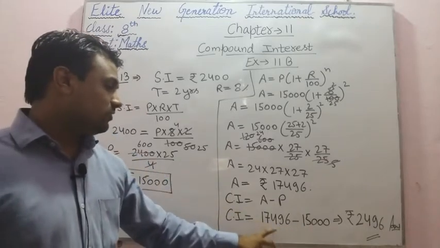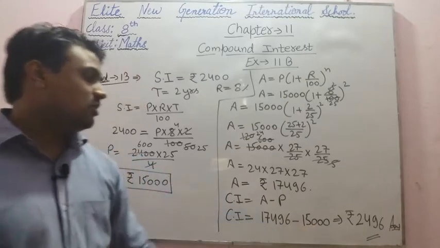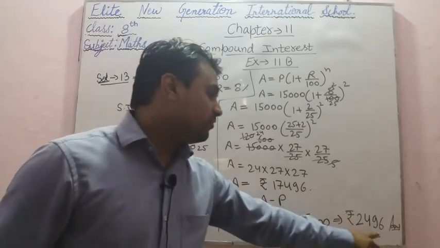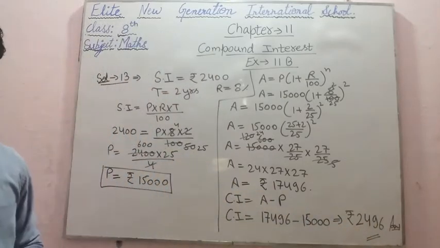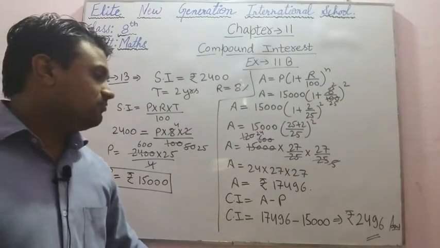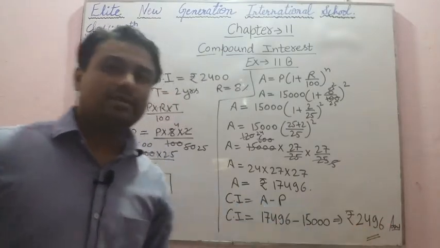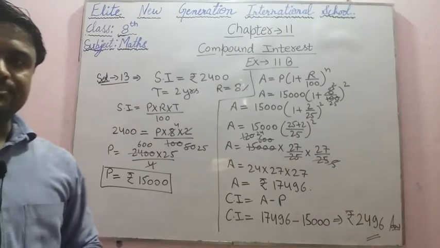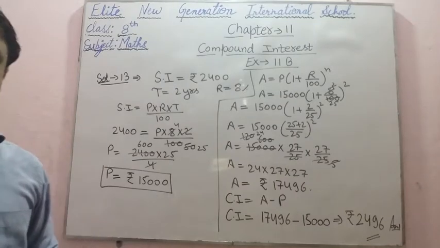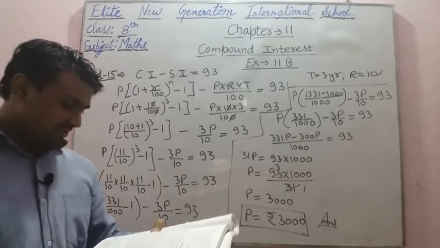So 17,496 minus 15,000 will be 2,496. So we can say that the compound interest will be 2,496. So that will be the answer. Now after this, see the next question, question number 15.